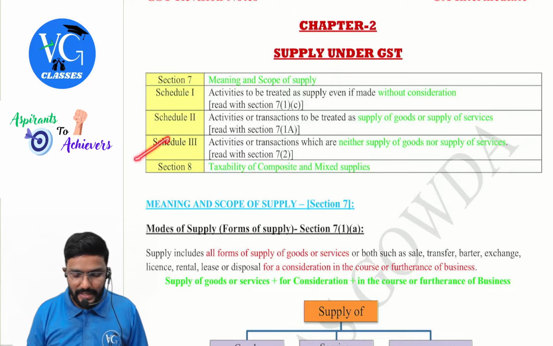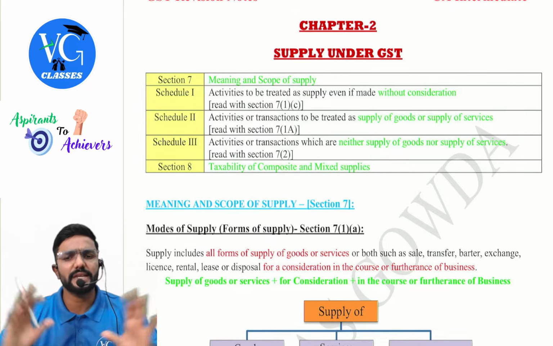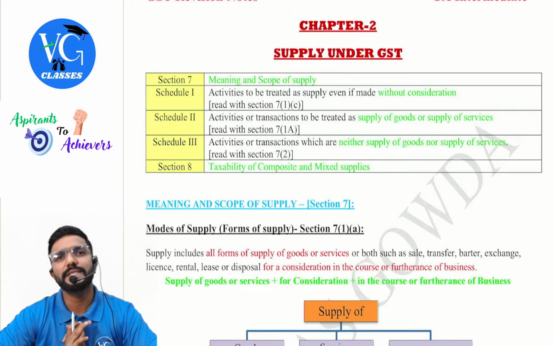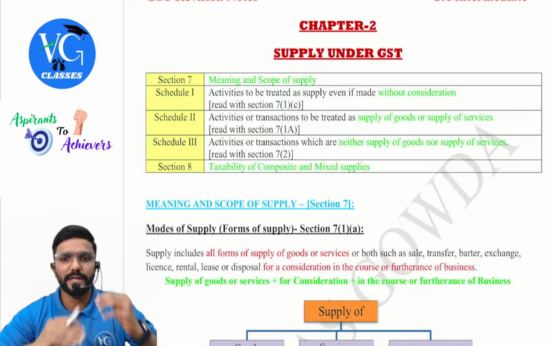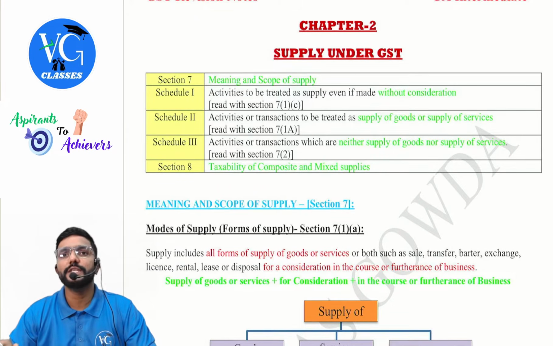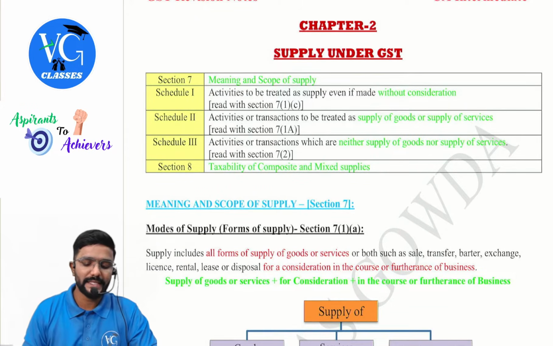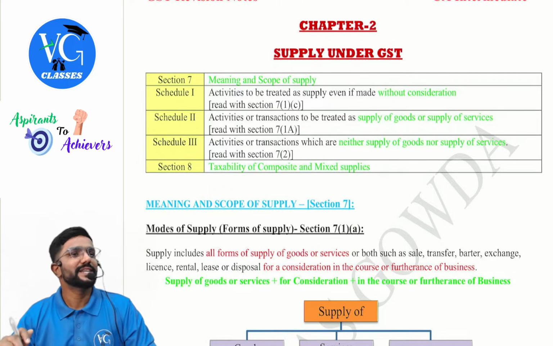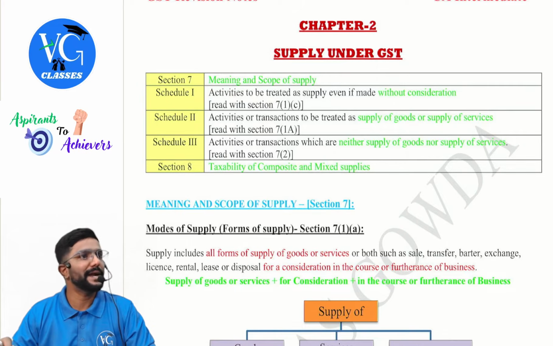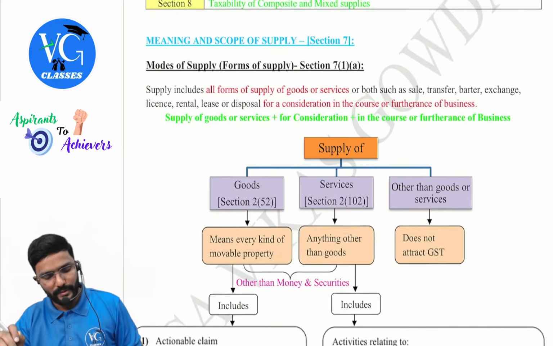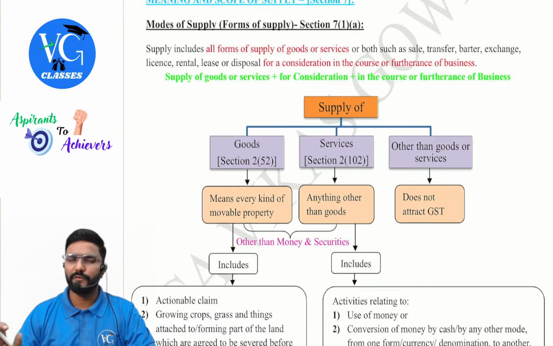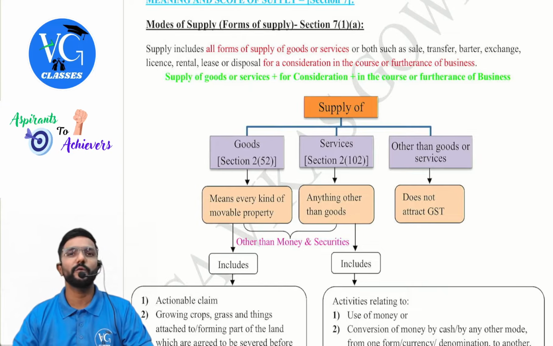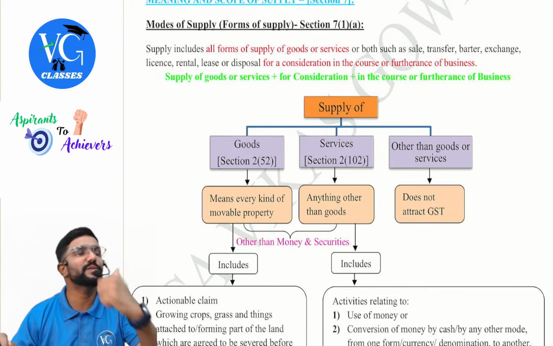Then schedule 3, activities or transactions which are neither supply of goods nor supply of services. We also call it the negative list, read with section 7(2). The last section covered under this chapter is section 8, which talks about taxability of composite and mixed supplies. Let us see one by one. Meaning and scope of supply is a very important section. We have to know it in detail because they may test you on small things also.